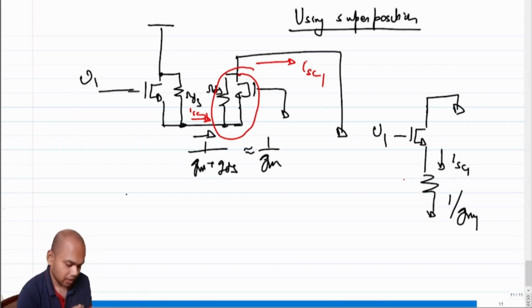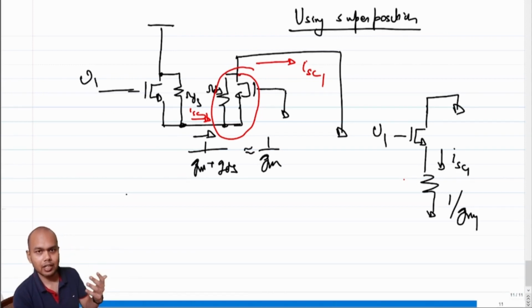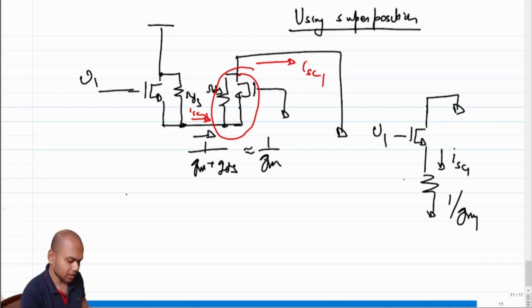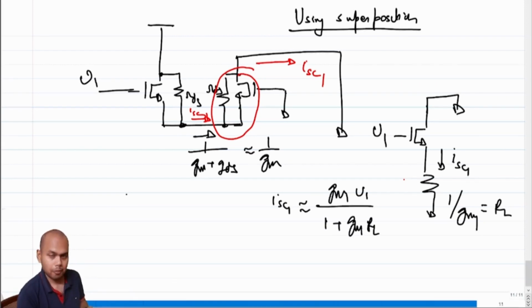What is this current? Note that this structure is also something that we have done before. Remember a voltage controlled current source which was loaded with a resistance. Remember the topology of the common drain amplifier? What was the incremental current when the common drain amplifier was trying to drive a load, let's say some RL? In this case, ISC1 was GM1 V1 by, this is again an approximation, 1 plus GM1 RL, correct?